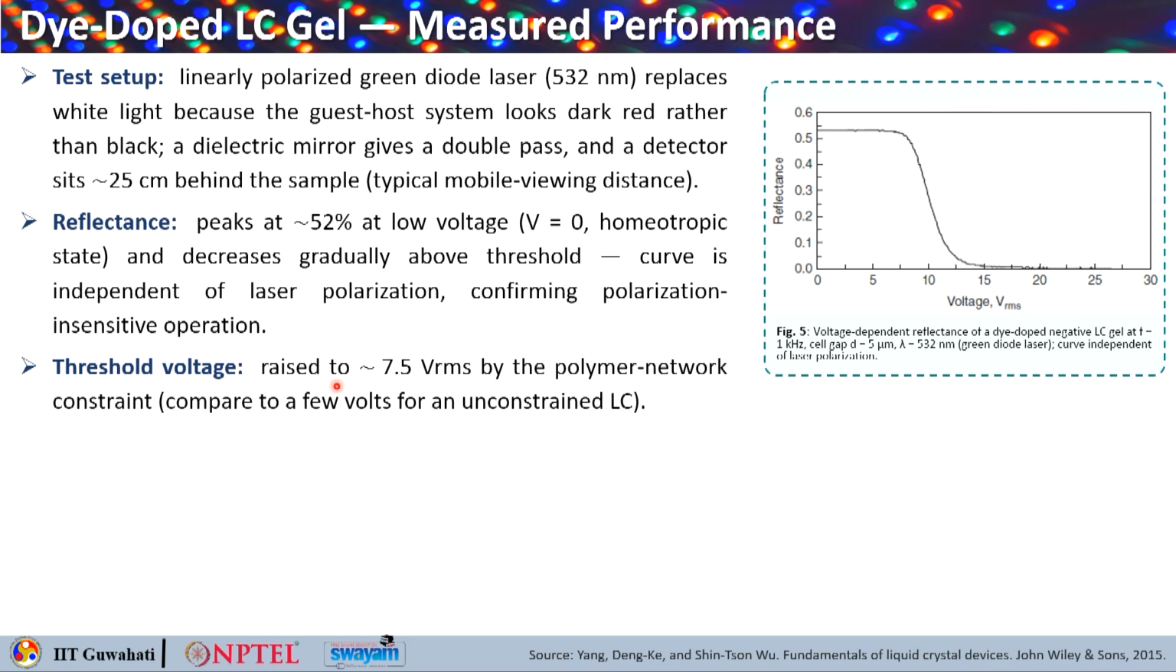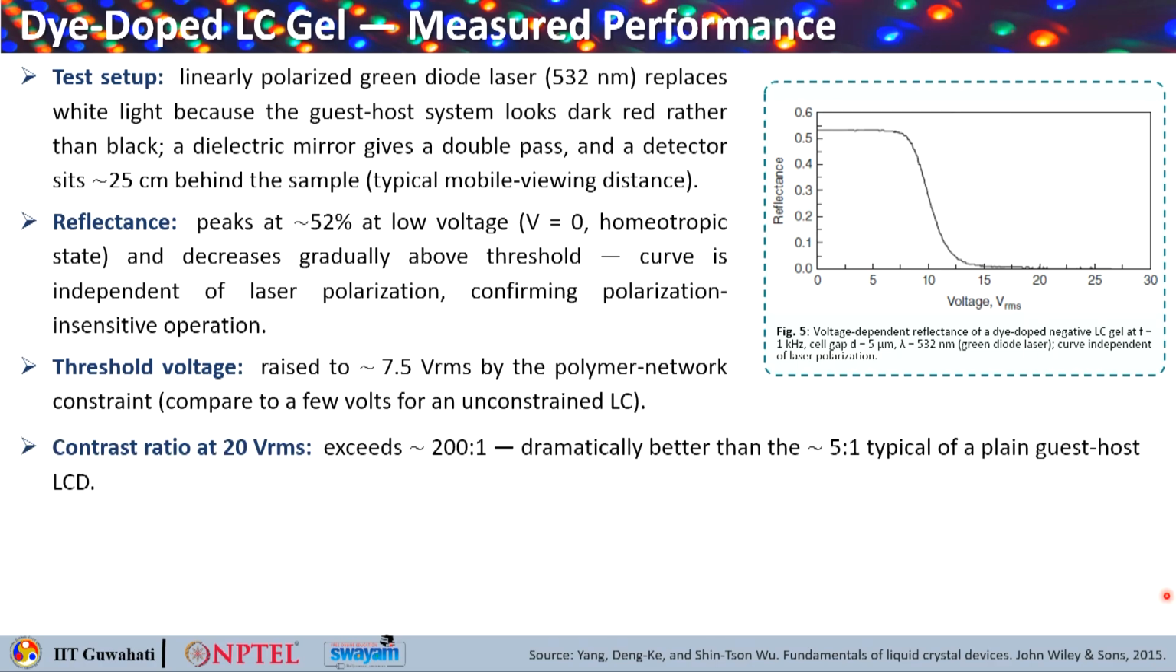Next, if you see the threshold voltage, it is raised to around 7.5 VRMS by the polymer network constraint. If you compare this with the unconstrained liquid crystals in the previous slides or lectures, those are only a few volts. What you achieve from this is that at 20 VRMS, the measured contrast ratio exceeds 200:1.